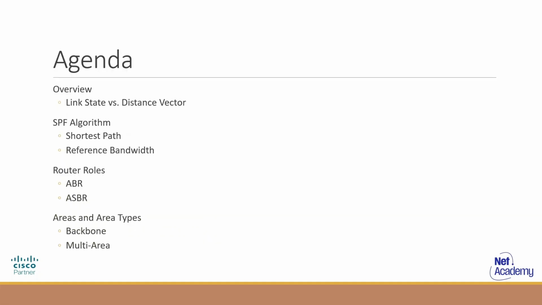Just as a reminder, in case you missed our introductory video, we focus less on certifications, more on practical day-to-day network engineering topics. So let's take a look at what we're going to cover today. We're going to go over what's the difference between a link state and a distance vector routing protocol. We're going to talk about the SPF algorithm and some best practices around that. We're going to talk about two specific router roles, the ABR and the ASBR. And then we're going to talk about the two different area types, backbone or single area and multi-area. Okay, let's hop right in.